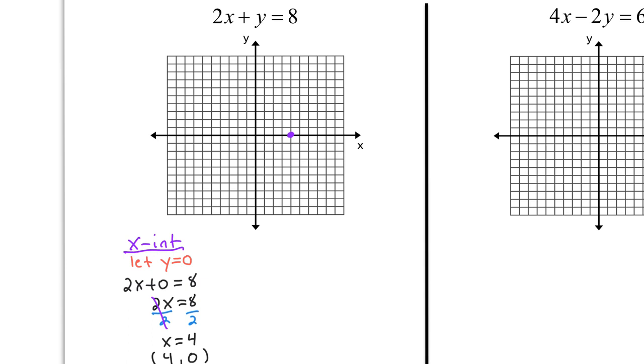The next step is to find the y-intercept. So I'm going to put y-int for the y-intercept. So for the y-intercept, you are going to let x equal to 0. So what that means, you are going to substitute a 0 into the x, and you're going to solve for y. So I'm going to have 2 times, and I'm going to substitute a 0 right there, plus y equal to 8. 2 times 0 is 0, plus y equal to 8. I don't need that 0, so y equals 8.